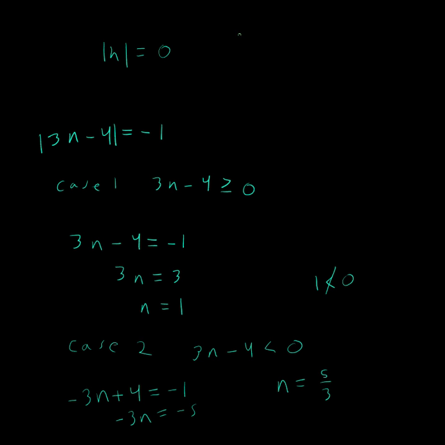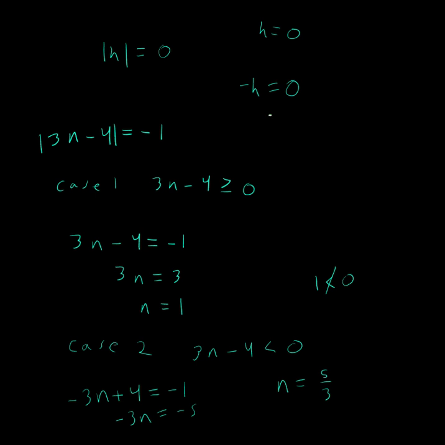So for something like this, we would take case 1. We assume h is greater than or equal to 0. And so what would we get? We would get h equals 0, because we can just let the absolute value of h equal h. So when h is greater than or equal to 0, h is 0. Case 2, h is less than 0. So we would say negative h equals 0.